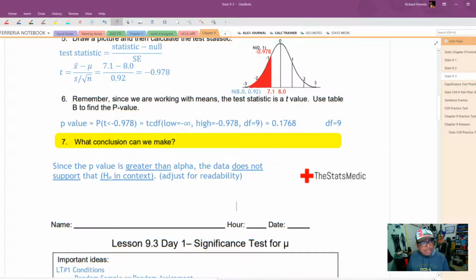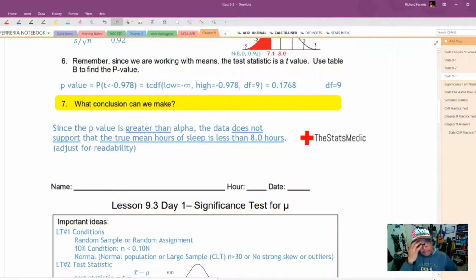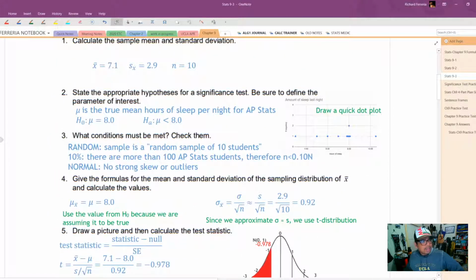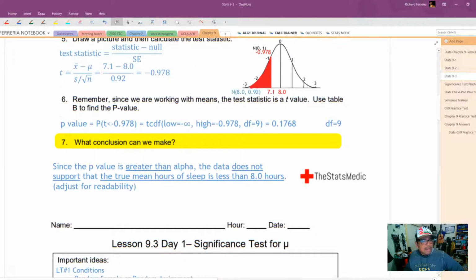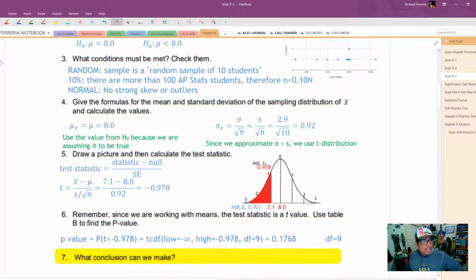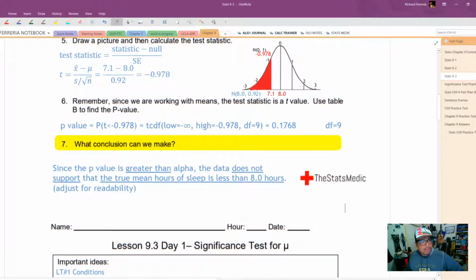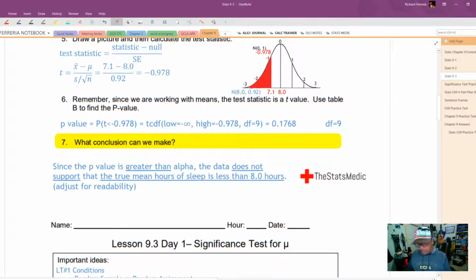Large values of p do not support the alternative hypothesis. So it does not support that the true mean hours of sleep is less than 8.0. Remember, the true mean hours of sleep comes from the state part, although we didn't write state. It's the true mean hours of sleep for AP Stats students. And less than 8.0 is our alternative hypothesis, where we had mu less than 8.0. Read it one more time just to make sure it's readable, and I think we're okay here.